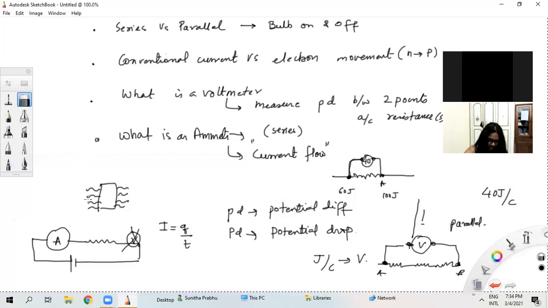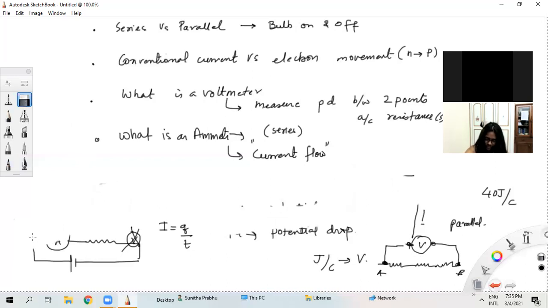Is it okay? The voltmeter is parallel and the ammeter is series, right? Yeah.